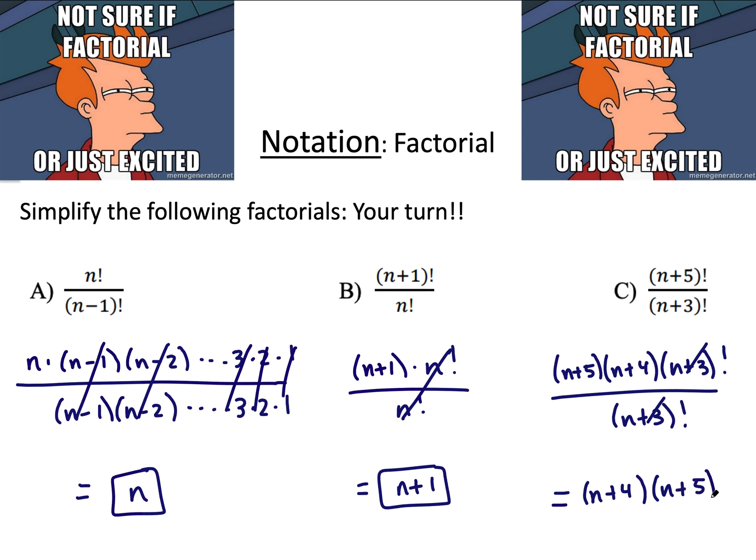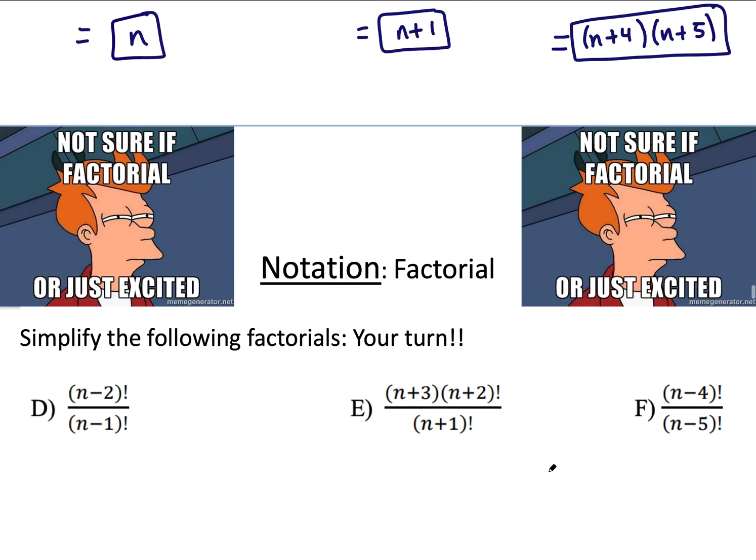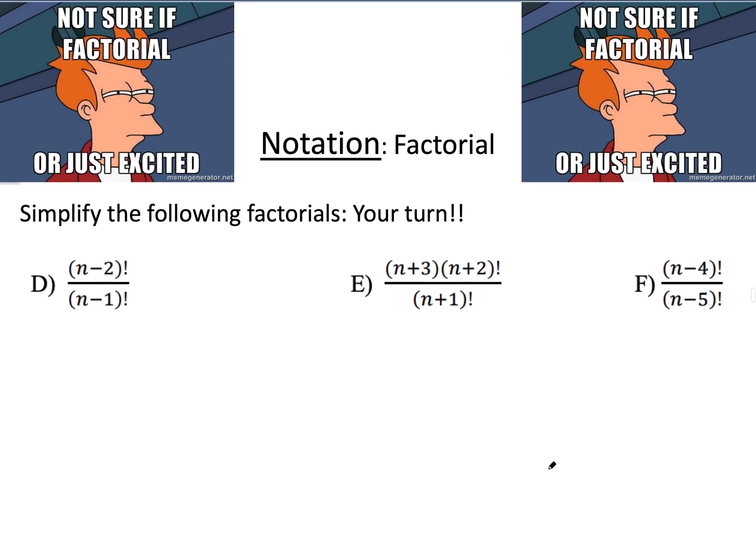At that point, the order would not matter. I usually put them in order from smallest to largest, like n plus 4 times n plus 5. But we know since we're multiplying, the order of multiplication doesn't matter. How about these last three? So these last three here.